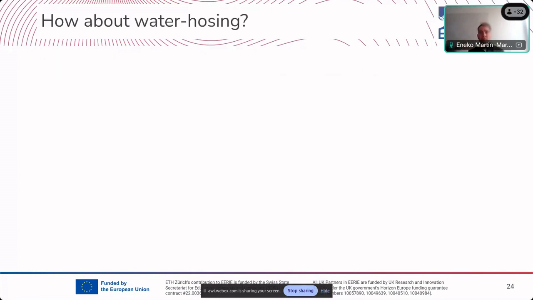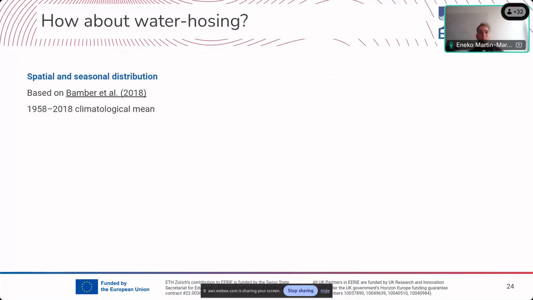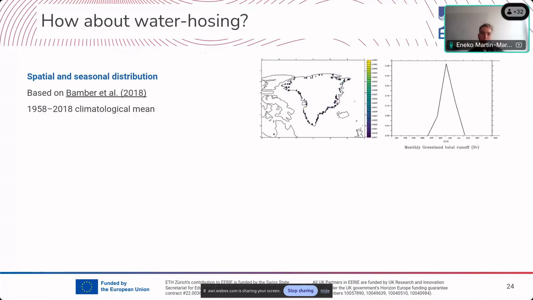But we can try to do a protocol of water hosing for shorter experiments and try to make it a little bit stronger. So we try to define a protocol and implement it. We use a spatial and seasonal distribution based on Weber et al. from 2019, which has this kind of distribution you see on the right, in space and in time. So it's mostly in summer.